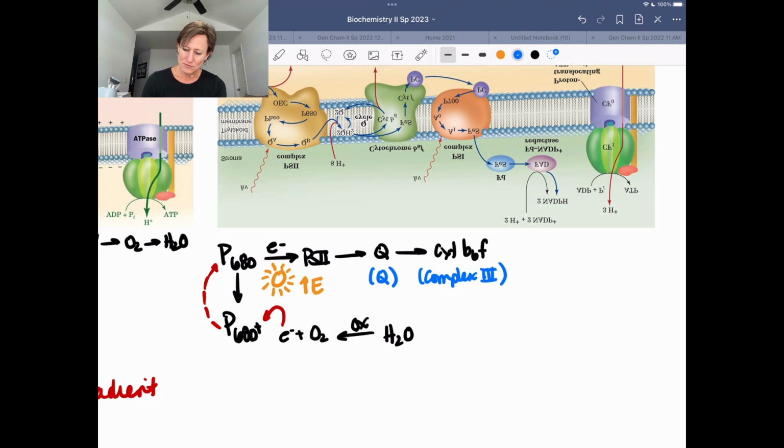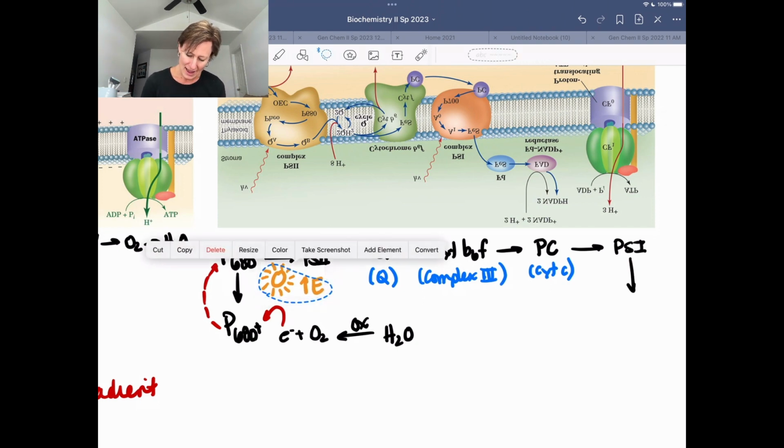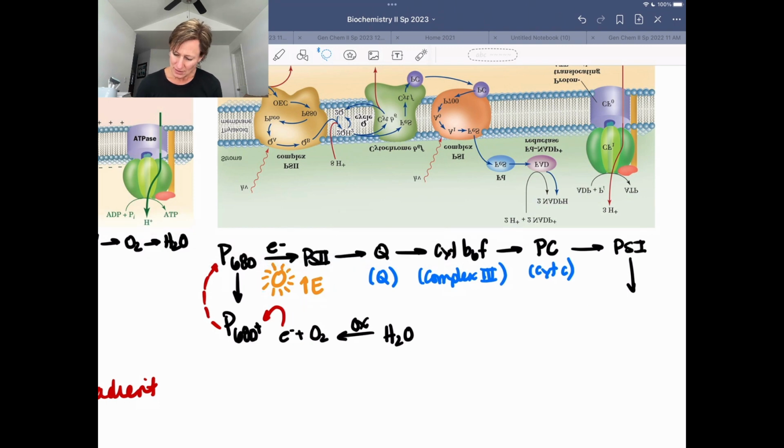After we leave cytochrome B6F, we're going to go to something called plastocyanin. Plastocyanin is homologous to cytochrome C that we have in mitochondrial electron transport. And then those electrons are going to be delivered to photosystem 1. Now, we're going to need to see again this process where we have excitation.